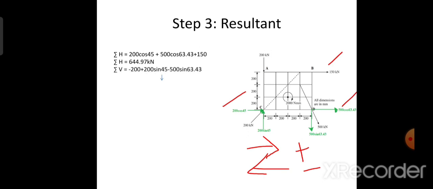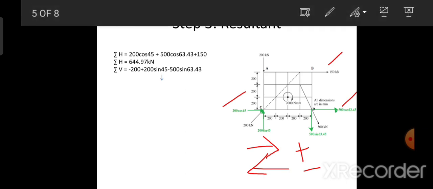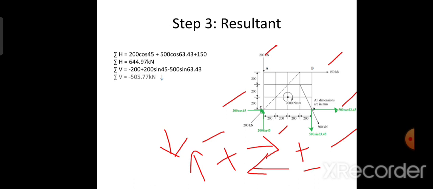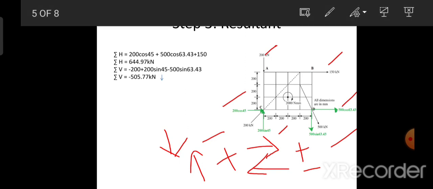sigma V equal to. We are going to take sigma V with the sign convention of downward negative and upward positive. With that we have the system of forces as 200 sin 45 in the upward direction and 500 sin 63.43 in the downward direction. After all simplification we are getting it as 505.77 kilonewton, which is acting in the downward direction. Hence it is represented by a downward arrow mark here.